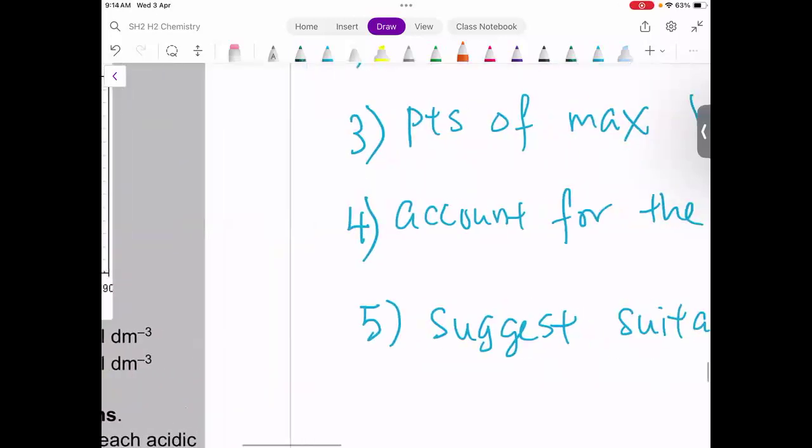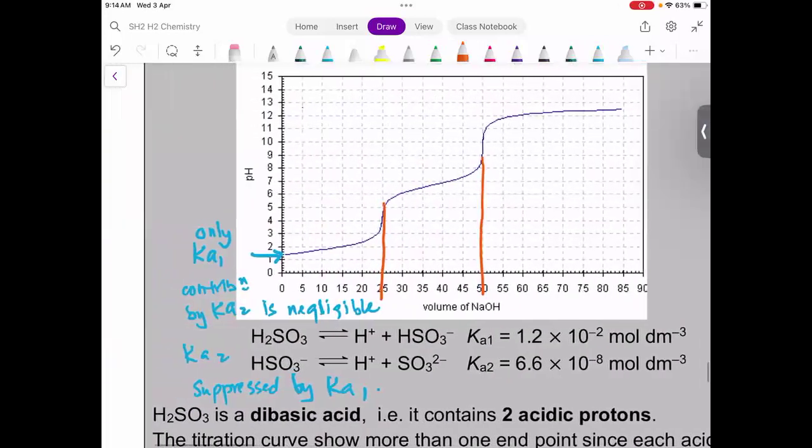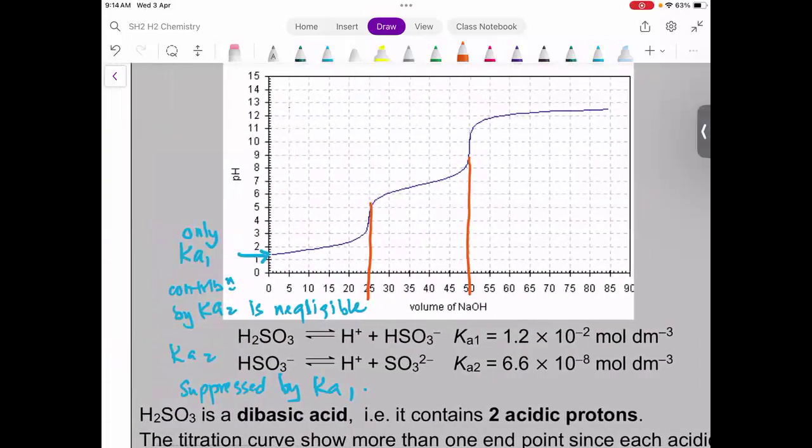The next question I ask you is points of maximum buffer. Where is the points of maximum buffer? Remember in your conical flask, you have your weak acid, and this is your strong base. So it will be half of the equivalence point. This will be 12.5, the first max buffer.